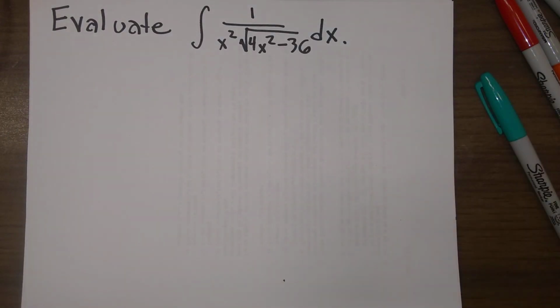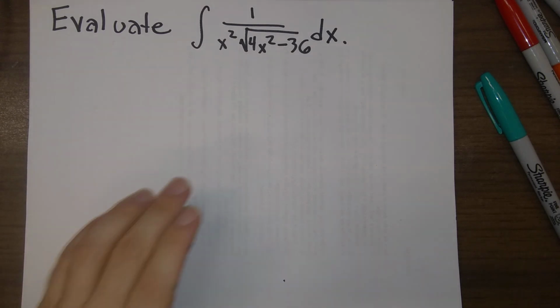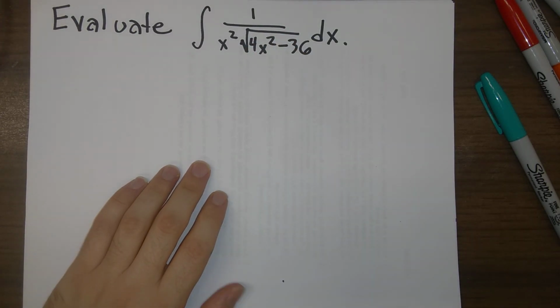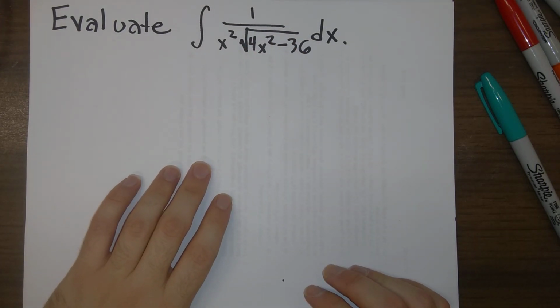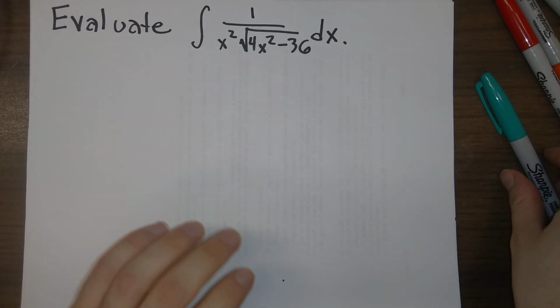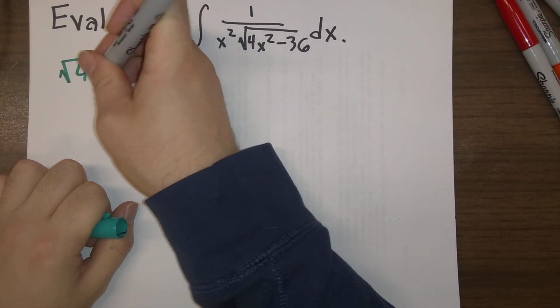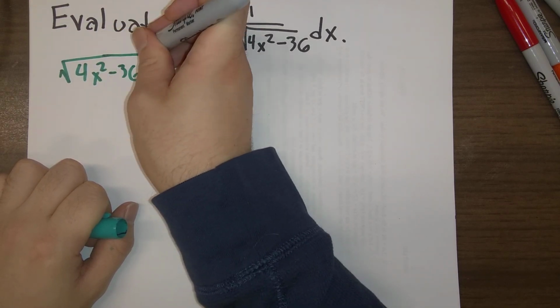So the problem to take a look at is we want to evaluate the integral of 1 over x squared times the square root of 4x squared minus 36. The first thing to realize here is that this doesn't quite look like what we want. We want the square root of x squared minus a squared. Right now we have the square root of 4x squared minus 36.